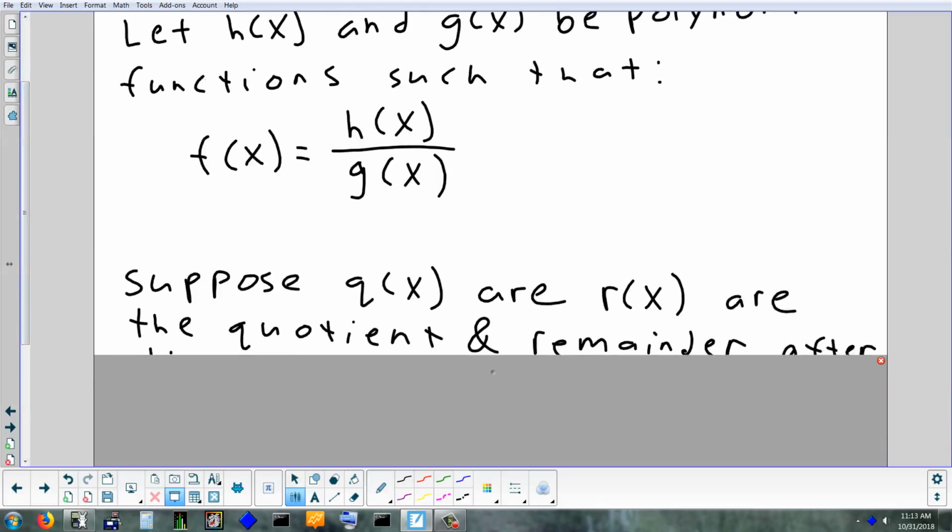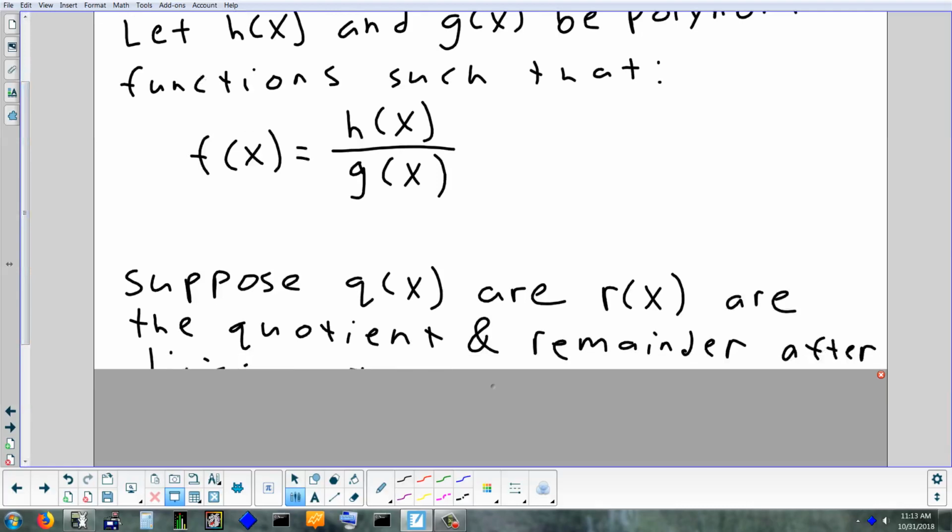using long division or synthetic division or whatever kind of division you use, you get a quotient and you get a remainder. I'm calling the quotient q of x and the remainder r of x. Remember, when you divide polynomials, sometimes your remainder is not a number. Sometimes it is, depends. Sometimes it's a letter, sometimes it's a number.